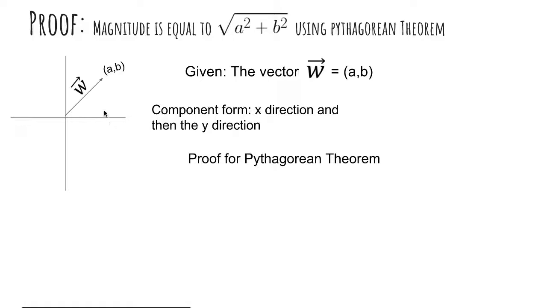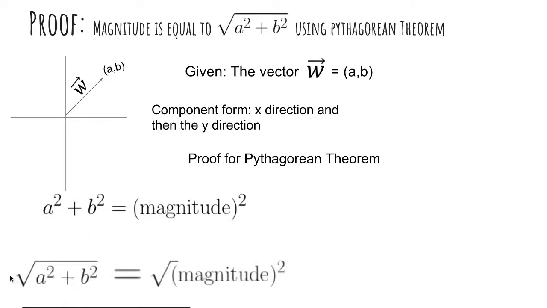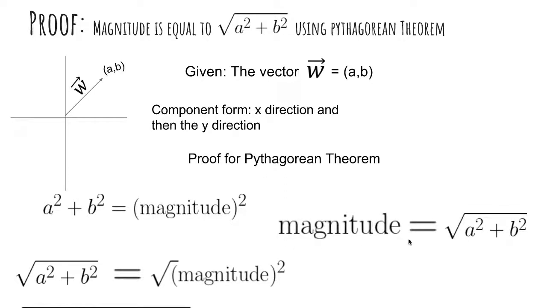Now, in order to prove magnitude is equal to square root of a squared plus b squared, we're using the Pythagorean theorem. So our proof is a squared plus b squared equals magnitude squared. In order to get rid of our squares, we're going to use a square root. So square root of a squared plus b squared equals square root of magnitude squared, which just equals magnitude. So magnitude equals square root of a squared plus b squared. So we proved that that is correct.